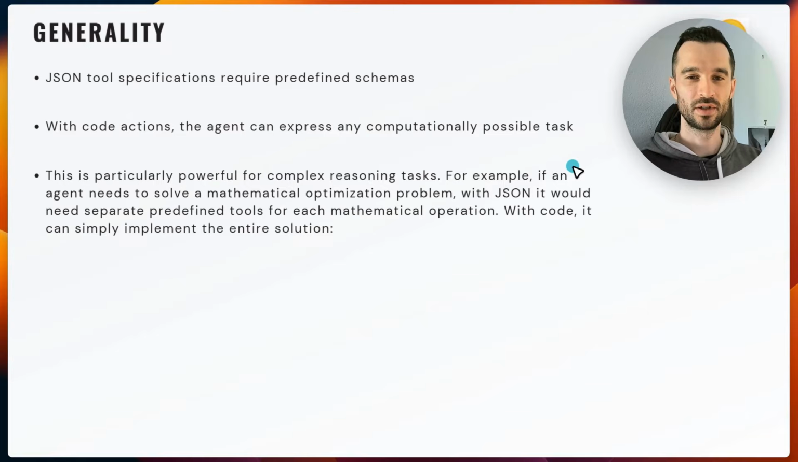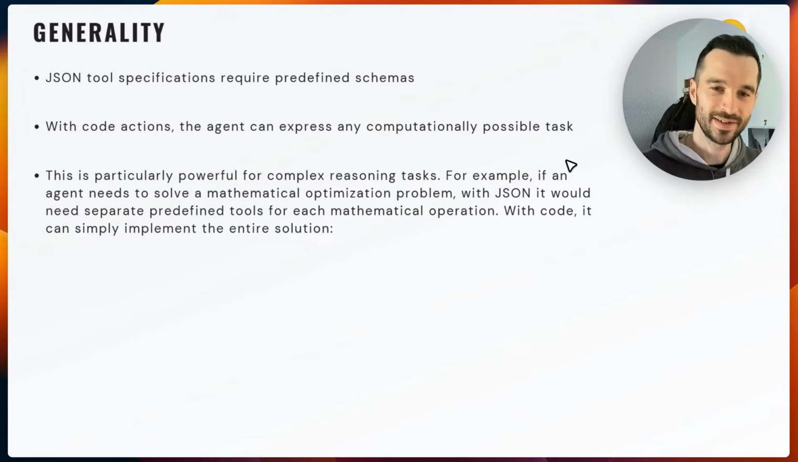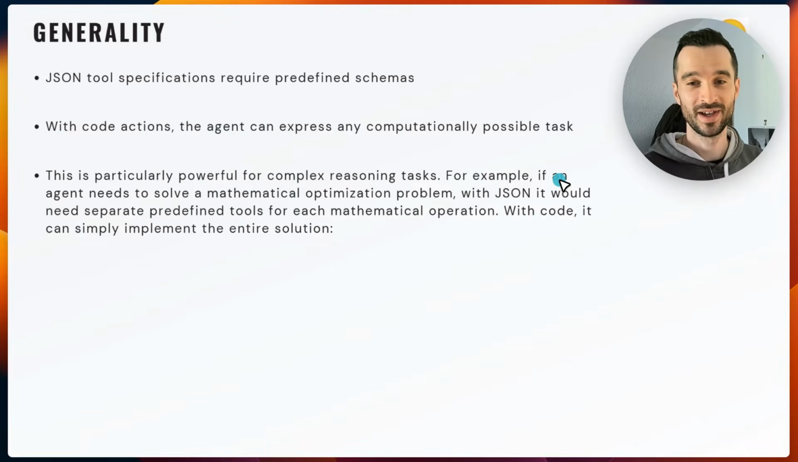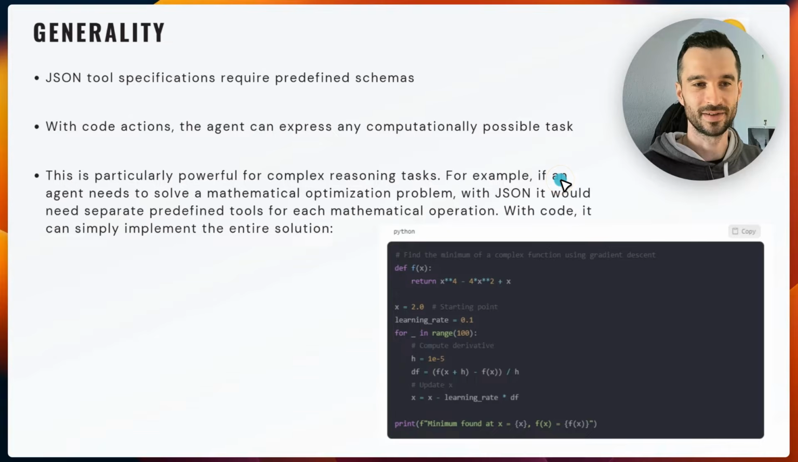For example, if an agent needs to solve a mathematical optimization problem, with JSON, it would need separate predefined tools for each mathematical operation. But with code, we can simply implement the entire solution like this.